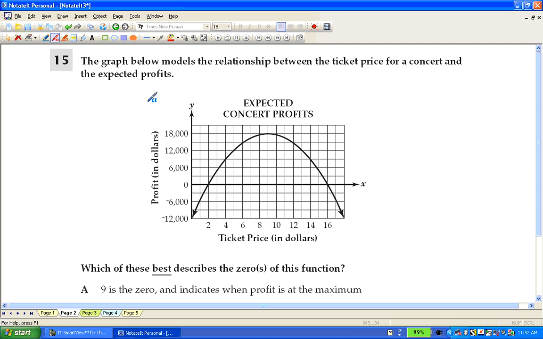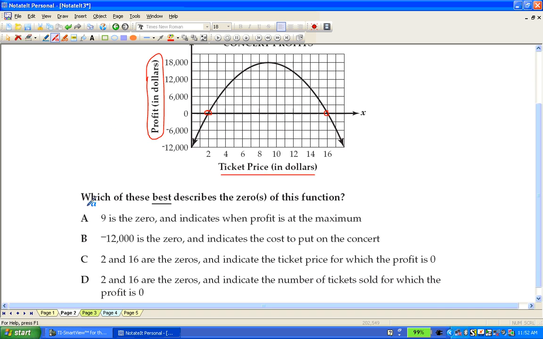The graph below models the relationship between the ticket price for a concert and the expected profits. Which of these best describes the zeros of this function? Another zeros question, so let's find them first. Okay? Alright, so this says the x values are the ticket price in dollars, and the y values are the profit that you make selling tickets at that price.